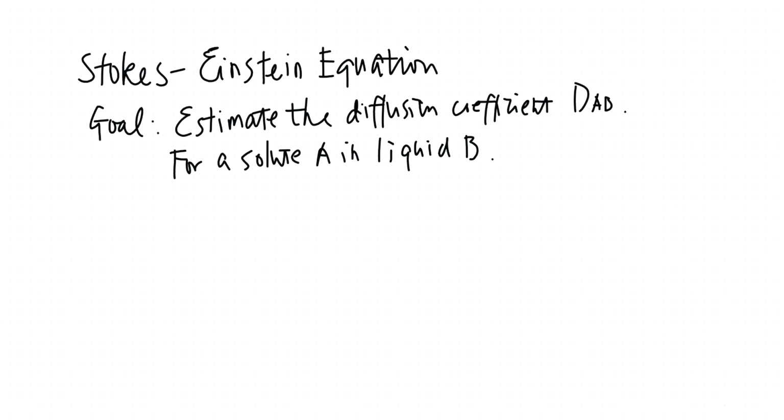So the equation or the model we are going to use is called the Stokes-Einstein model. Stokes is one person, Einstein is another person, and they both contribute to half of the equation. So this estimation depends on several assumptions. So first of all, we recall that it's a dilute liquid solution.